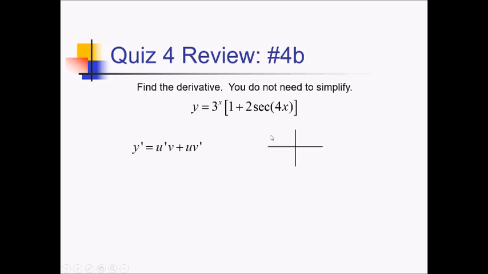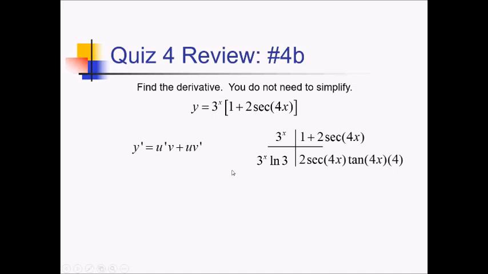I have factors of 3 to the x and 1 plus 2 secant of x to the fourth, or 4x rather. Derivatives of these: 3 to the x is just going to be 3 to the x ln of 3. In general, you basically repeat the exponential term and then multiply by the ln of the base. Over here, this is going to be, let's see, 2 tan squared of 4x times a tail of 4, because of the derivative of 4x there.